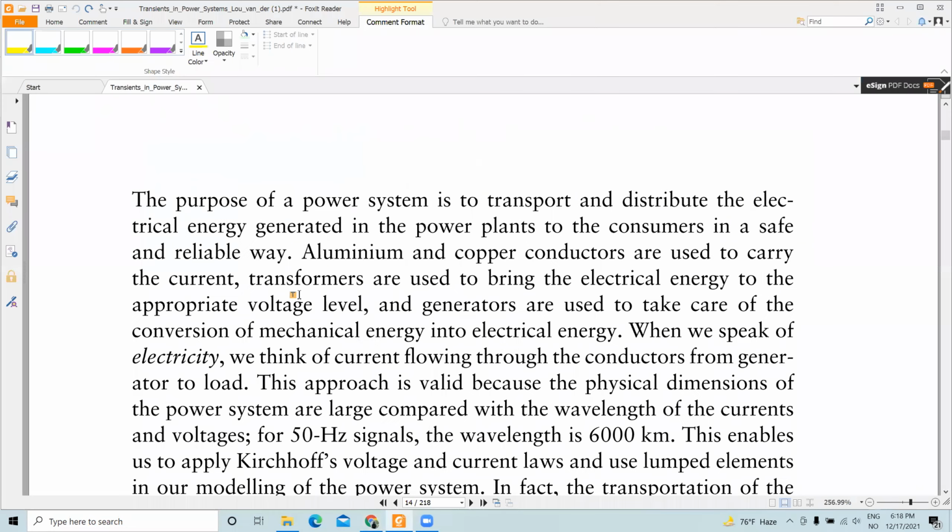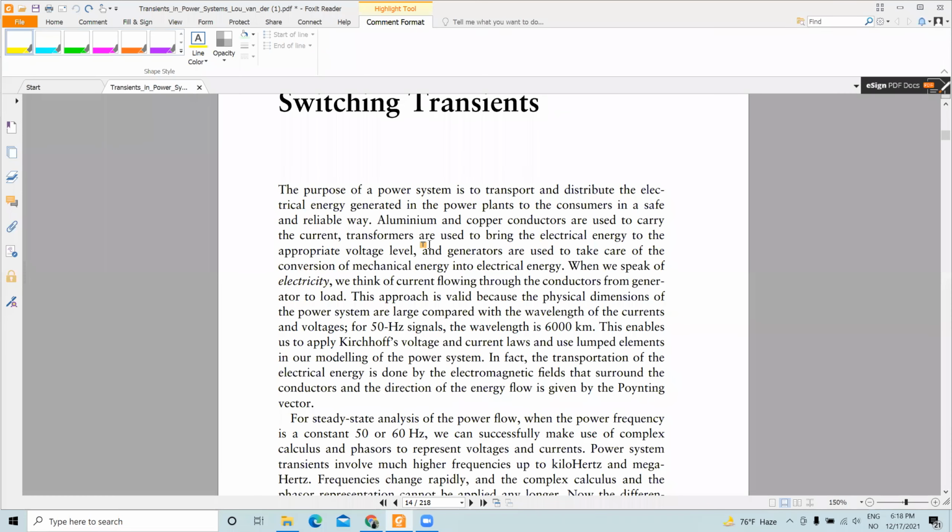Okay, so that's what the book is trying to say in the beginning: the purpose of the power system is to transport and distribute electrical energy generated in the power plants to consumers in a safe, reliable way. Aluminum and copper conductors are used to carry currents, transformers to transform energy to the appropriate voltage level, and generators are used to take care of the conversion of mechanical energy to electrical energy. So when you speak of electricity, we think of current flowing through the conductors from generator to the load.